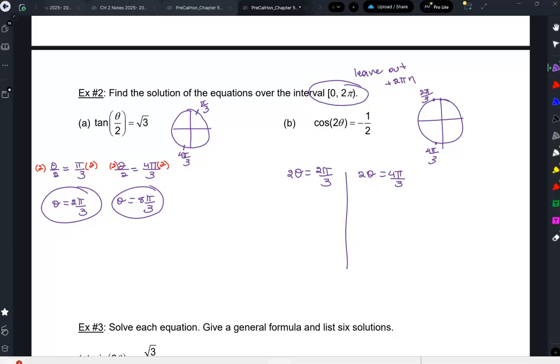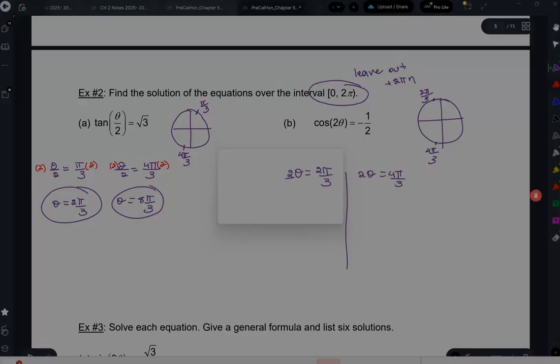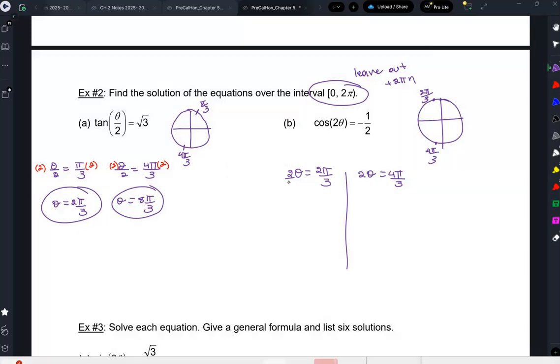Okay? So now I need to divide by 2, right? Let me go with a different color. I need to divide by 2, which is like multiplying by 1 over 2. So I get theta equals pi over 3. Theta equals 2 pi over 3. So those are the two answers.